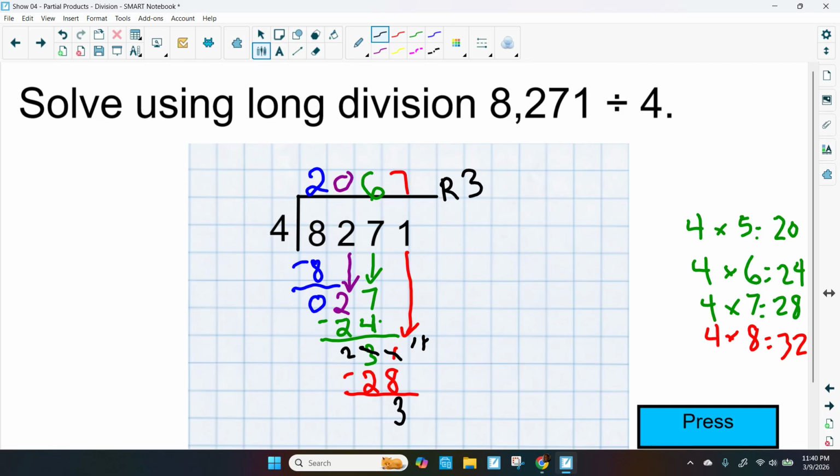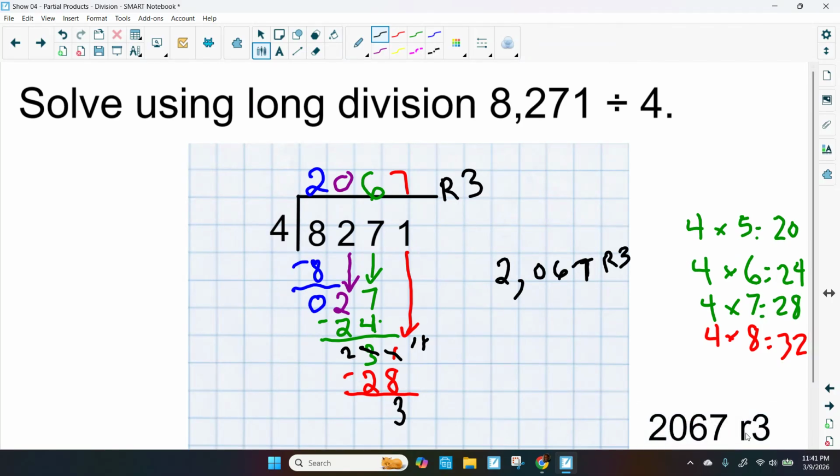So my answer is 2,000, and I'll write it over here. I don't like that. Let me erase that. This is my eraser. Okay. Back. So 2067 remainder 3. And let's check that. 2067 remainder 3. Nice job, folks.